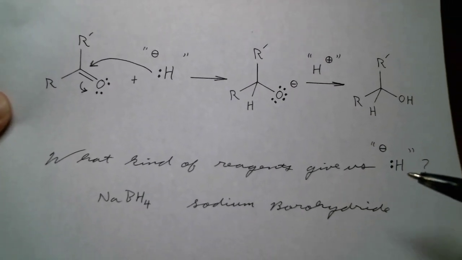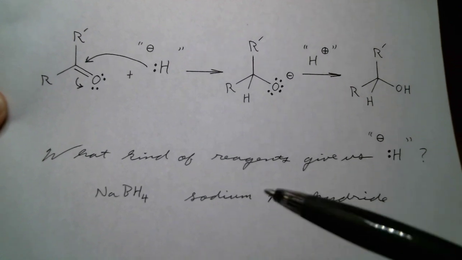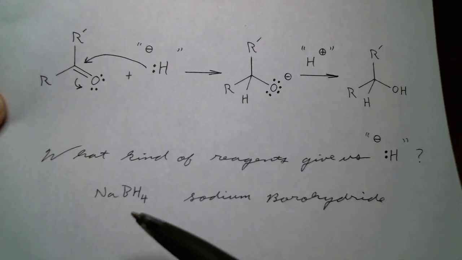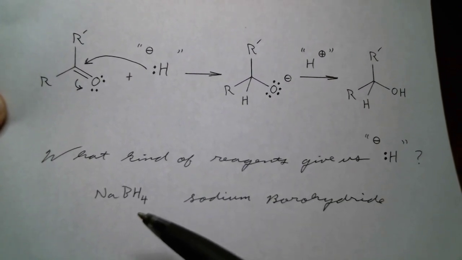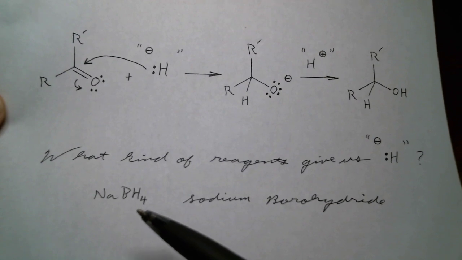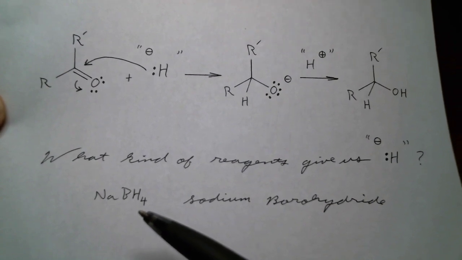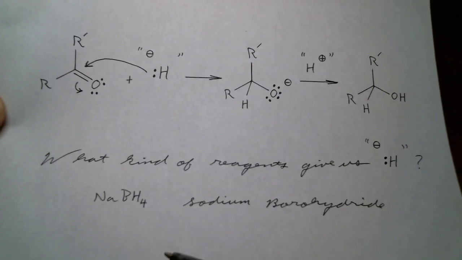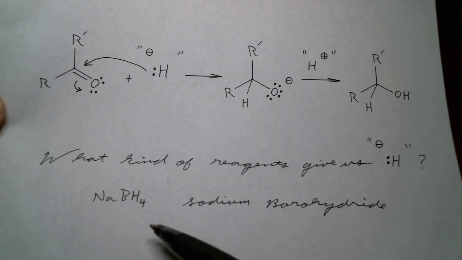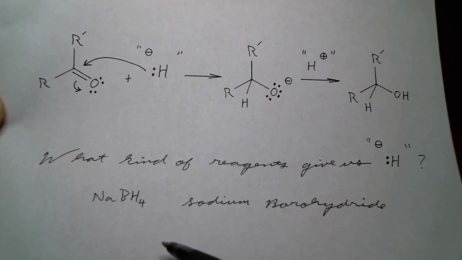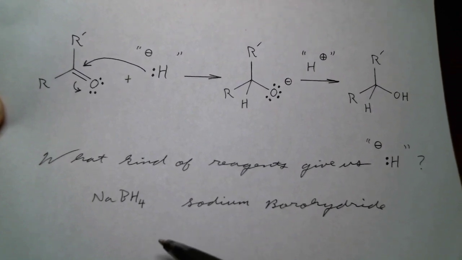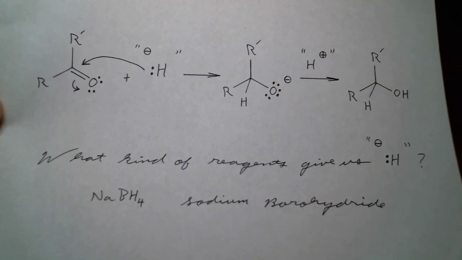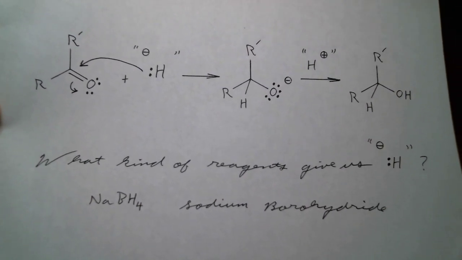What kind of reagents give us hydrides? Well, that would be things like sodium borohydride. The hydrogens in borohydride are negatively charged. Hydrogen actually has a higher electronegativity than boron. And so it's a very mild reducing agent. We'll talk about some other reducing agents that are similar to sodium borohydride and perhaps a little stronger.